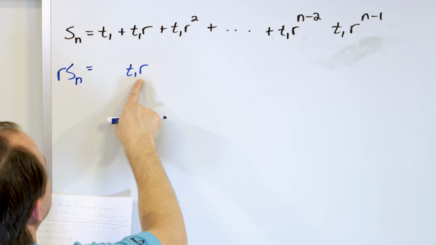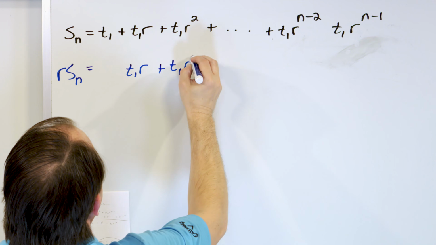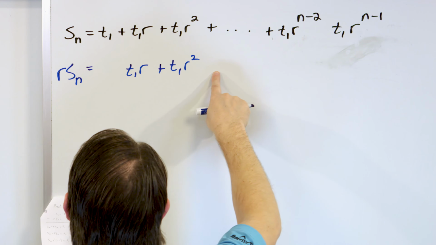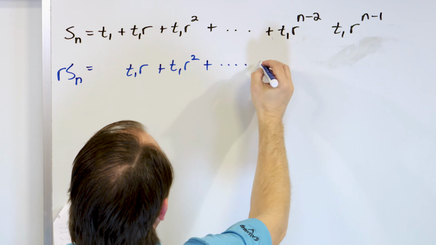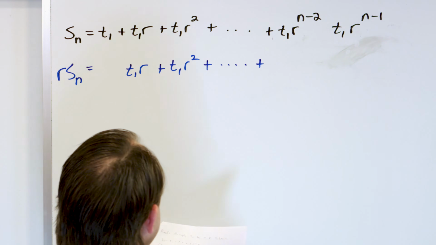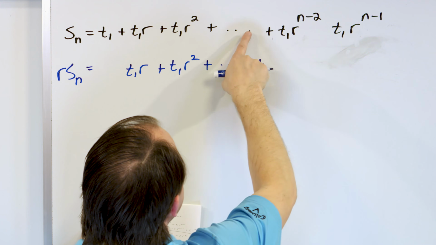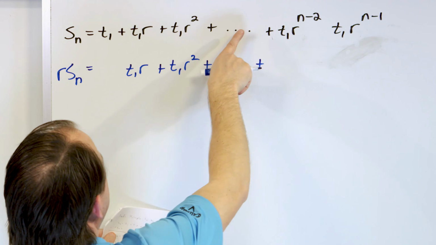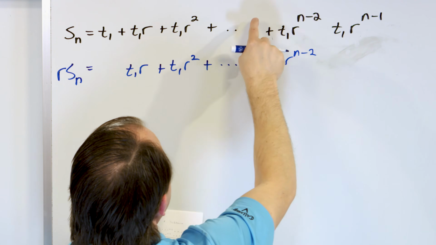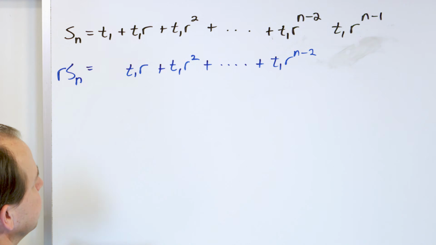So I multiply by r, I write it here. I multiply by r here, and I write it underneath here, t1r squared. I multiply this by r, and I'm going to get r cubed, but that's going to fall into the dot, dot, dot area, so I'm not going to have to actually write that. It is there, it's just not written down. And then I'm going to multiply the term right before this one by r. This will be n minus 3 right here. Multiply by r, you add the exponents, it'll be t1r to the n minus 2, because n minus 3 plus 1 from the r gives you n minus 2.